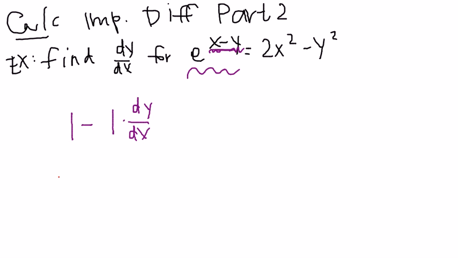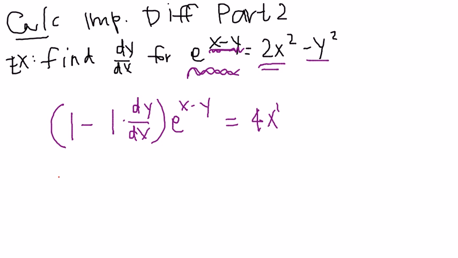Okay, and then the derivative of the outside function is e to the x minus y, so let's just put e to the x minus y. And this is equal to, let's take the derivative of the right side. The derivative of this is 4x to the first, and the derivative of this would be minus 2y, and because I took the derivative of y, I need to take the dy over dx again.